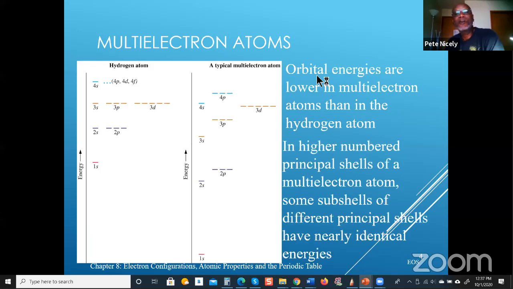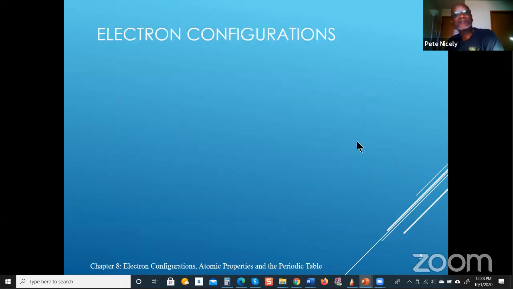Okay, so what else? Oh, I mentioned this already. The orbital energies are lower in the multi-electron atoms compared to the hydrogen atom. There's some overlap between lower shells and higher shells in terms of the subshells within them. All right, we're gonna see some examples of that shortly, all right?